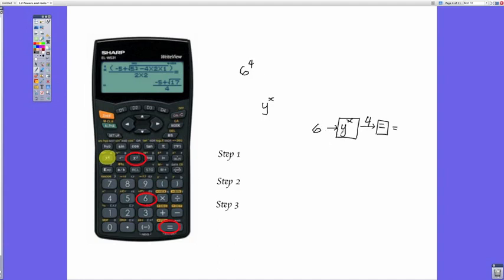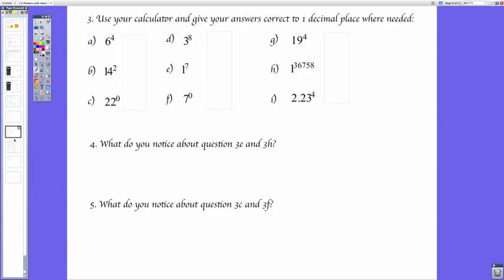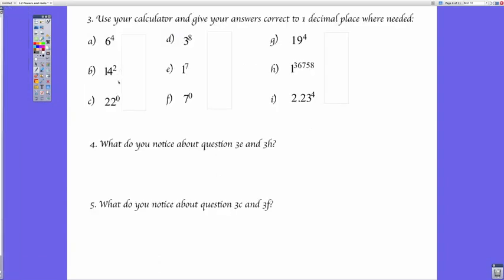So you press 6, you press your y to the power of x, then you press your 4, equals, and you get the answer to be 1,296. So let's try 14 squared. That's easy because we can just use our squared button. Then you're going to do 22 to the 0 and so on. So press pause and answer these questions. Don't forget to round your answers correct to one decimal place if you need to.